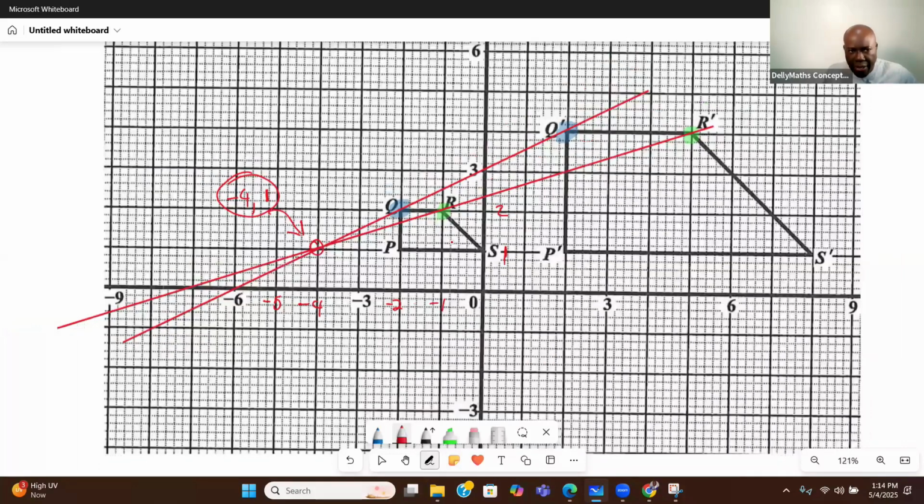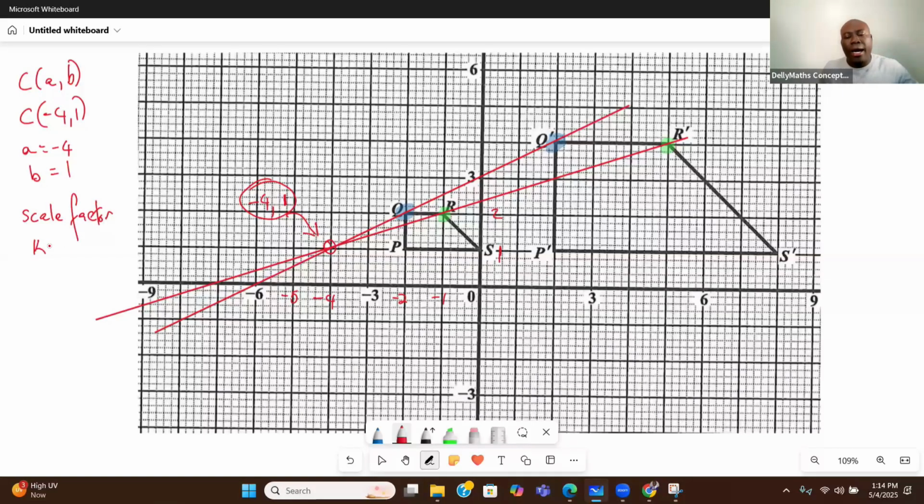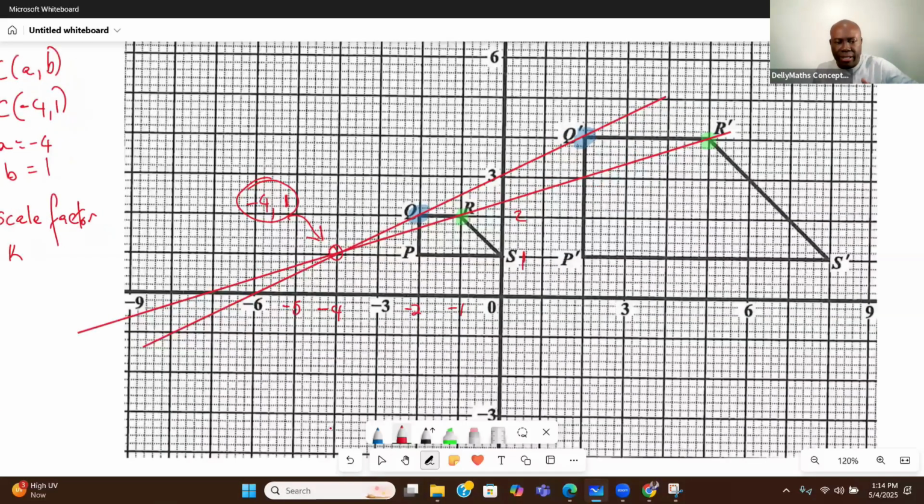All right, so let's go to the side. First, we have the center, which is A, B, and we found that the center is -4, 1. So already we know A is -4, and B is equal to 1. What we're going to do after that is find the scale factor. The scale factor is what they called K just now, right? So the scale factor is K, and here it is the scale factor that changed.